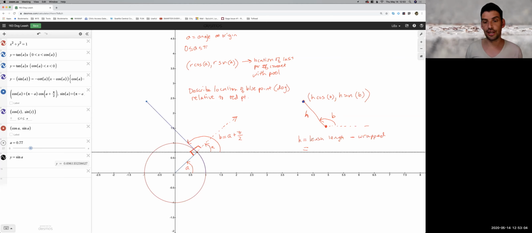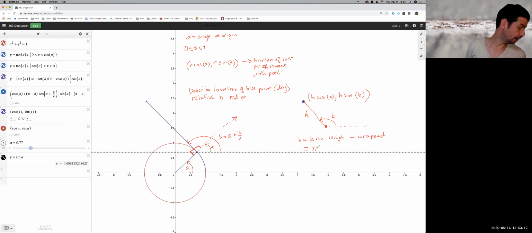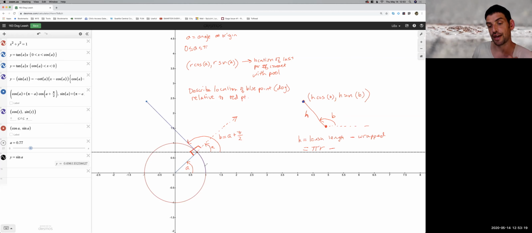The leash length, remember, we realized was half the circumference of our pool, which is pi times, what did I call that radius? Just r? Okay, pi times r. The wrapped length, here's where I'm going to use that arc length formula I went over in the beginning. Remember, the arc length is just equal to the angle times the radius. So this is going to be A times r. In other words, H is equal to r times (pi minus A), or however you want to write it. Any of these are fine.